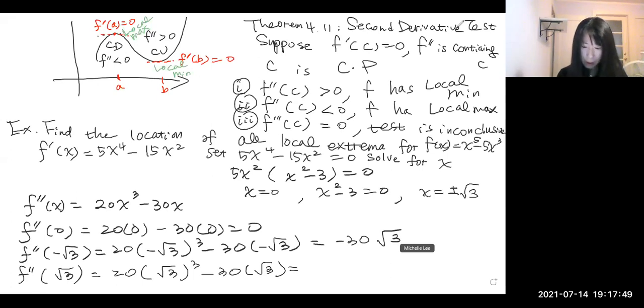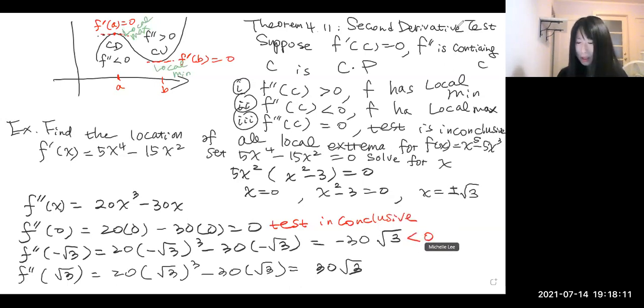And this one is positive, so we get the positive, right? But then look, here the test is inconclusive. And this one is less than 0. Less than 0 means concave down, right? Concave down, then think about that. Concave down, then local maximum, right?